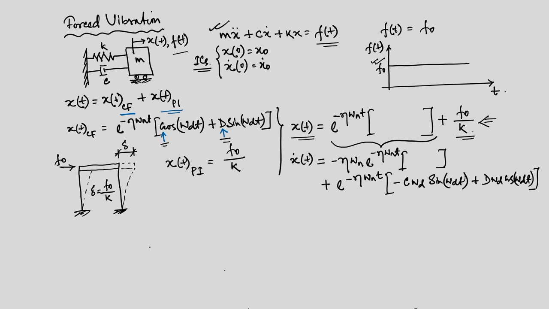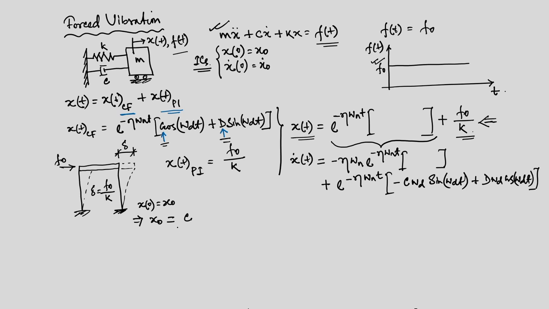Now, what we have to do now? We have to satisfy the initial condition. So, if we consider the first initial condition, so x 0 is equal to x naught. If that is the case, obviously x naught is equal to, we have to put 0 in this expression. So, if I put t equal to 0, obviously e to the power minus eta omega n times 0, so that will be e to the power 0. So, that is 1.